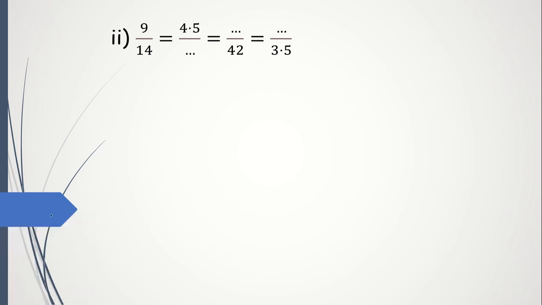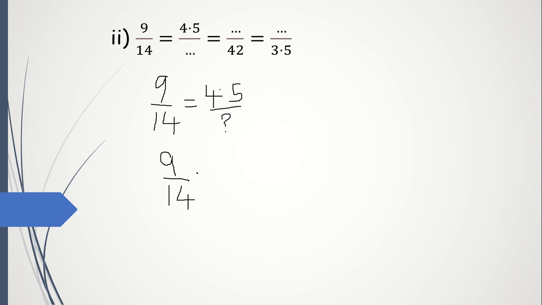Let's start with the first one. 9 upon 14 is equal to 4.5 upon dash. So we have to use the property and solve. They have said use the property and solve, which means we have to use the property and only solve. Don't just cross multiply and get the answer, because getting the answer by cross multiplying was easy, right? But here we have to use the property.